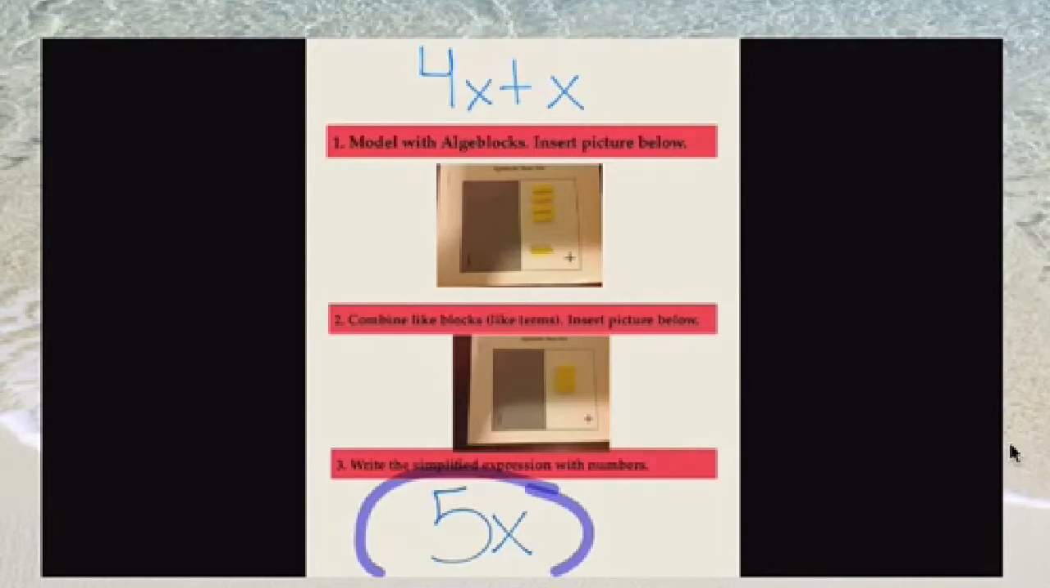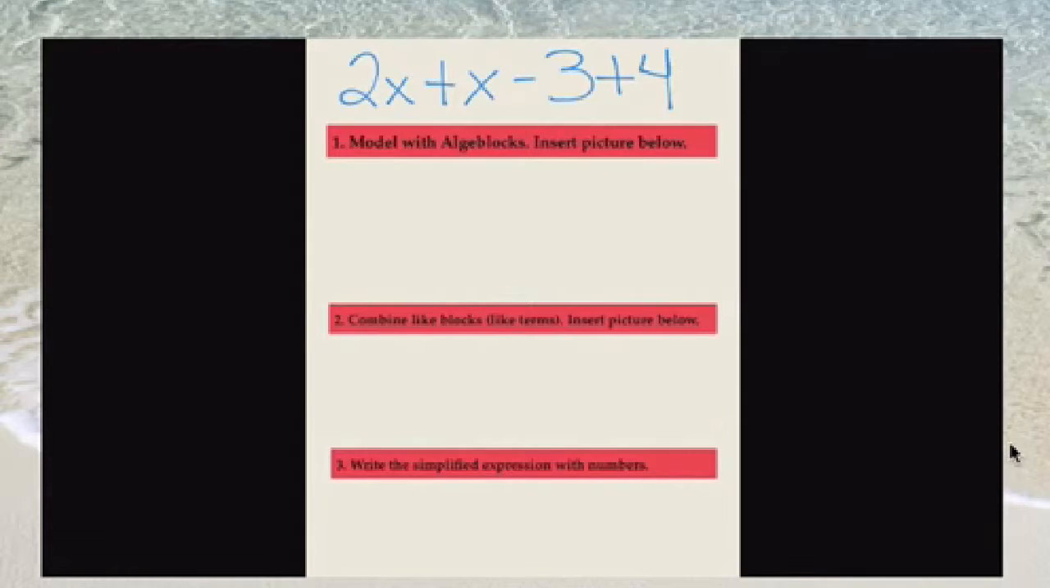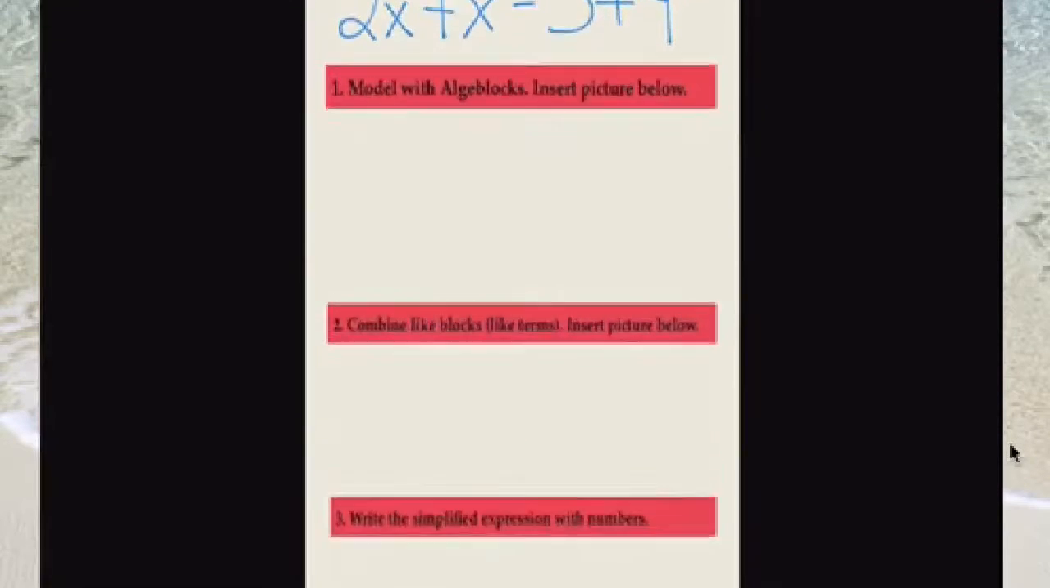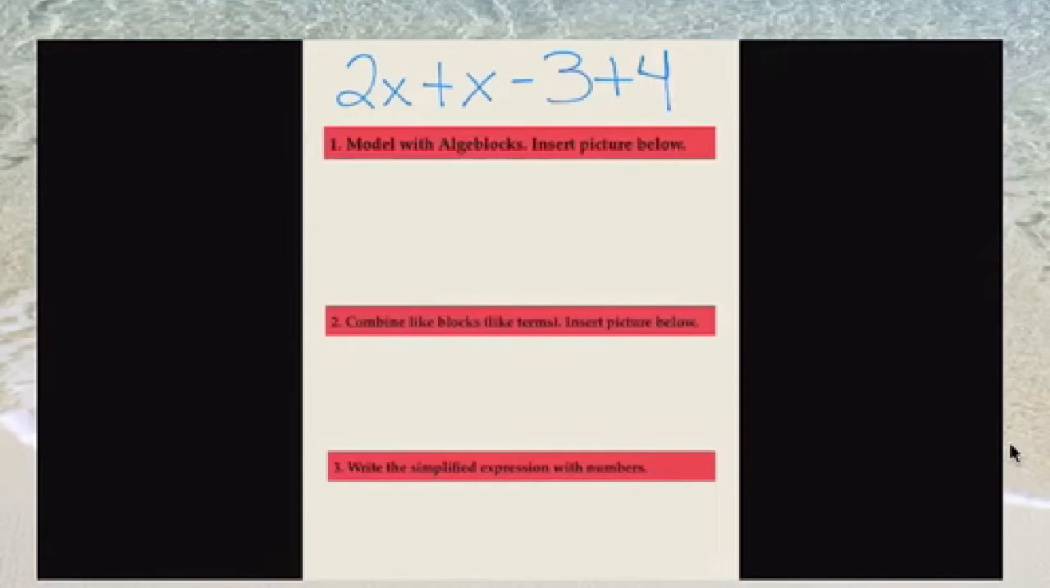Let's try another one. Okay? This one's a little bit harder, but we can do it. We've got 2x plus x minus 3 plus 4. Okay, remember step 1, model with the algebra blocks. So let's pull up our mat. So let's just refresh our first steps.